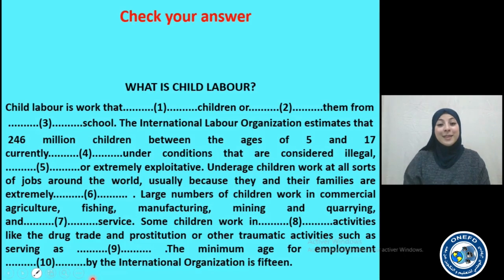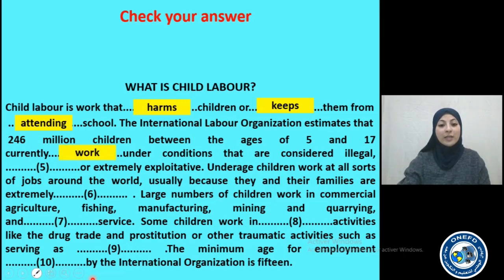Time for checking answers. What is child labor? Child labor is work that harms children or keeps them from attending school. The International Labour Organization estimates that 246 million children between the ages of 5 and 17 currently work under conditions that are considered illegal, hazardous, or extremely exploitative.